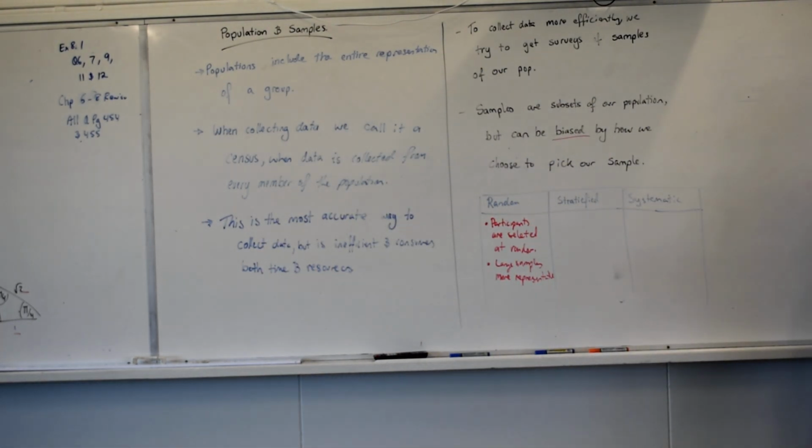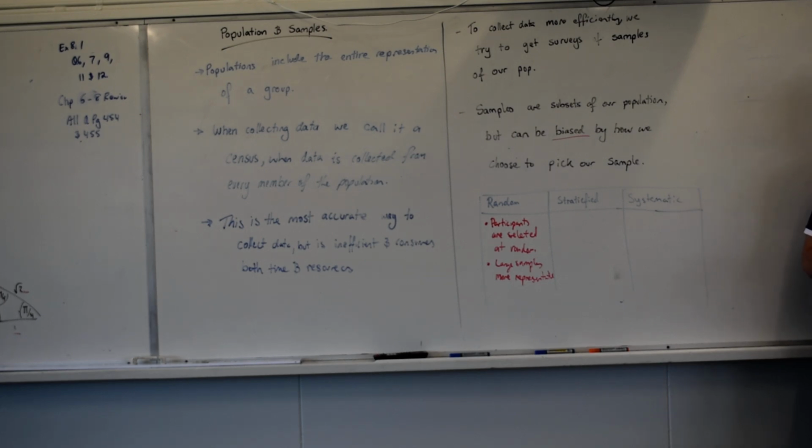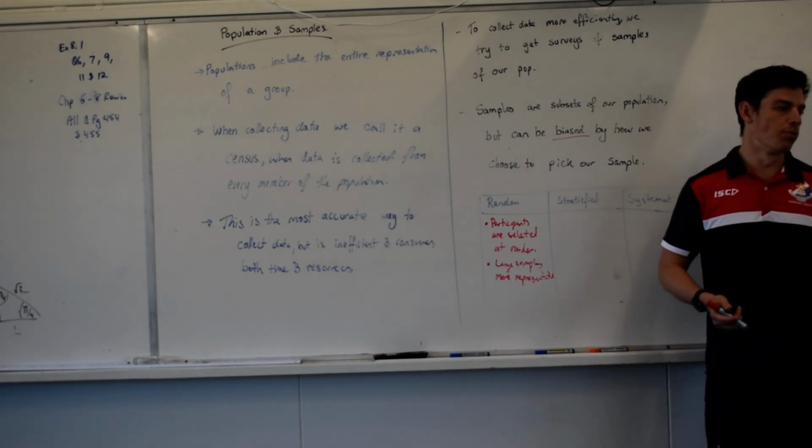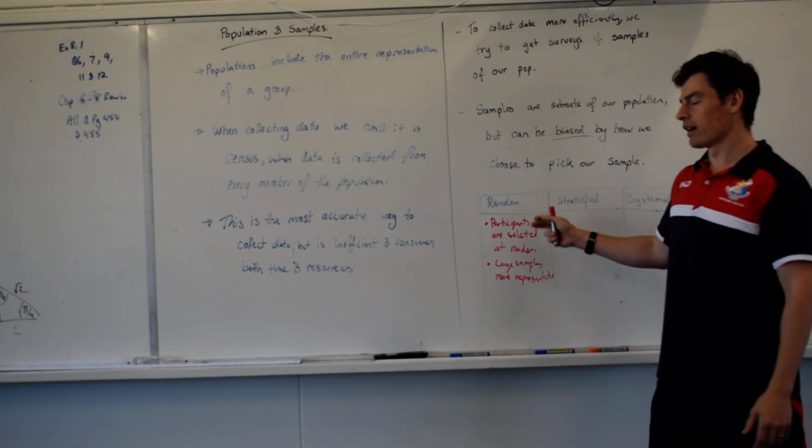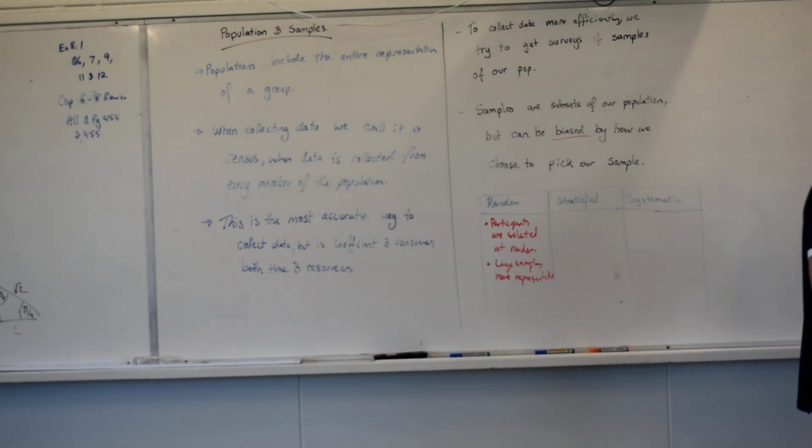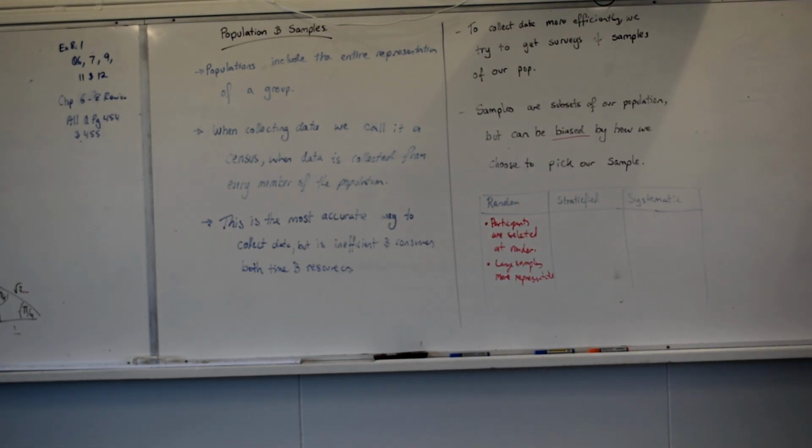So how do I avoid that? Ask everyone. I don't want to ask everyone, but I ask more people. The more people I ask, the less likely my data is to be not representative of the population.